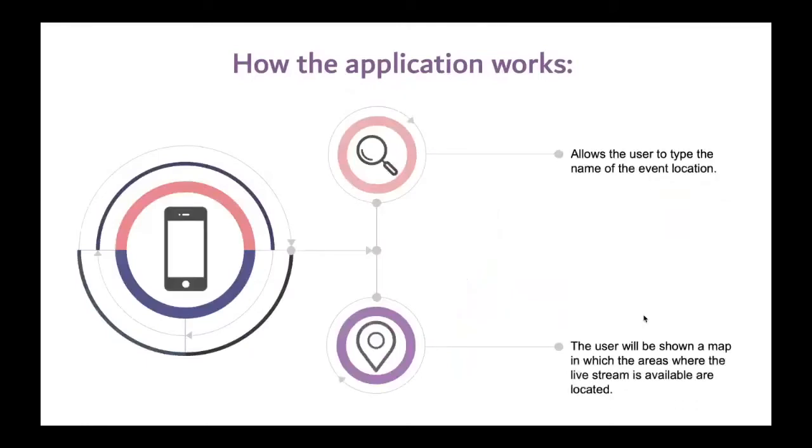Our application allows the user to choose the way to display the area in which the live stream takes place through the show option, through search, or through the map. The search option allows the user to type the name of the event location. When choosing the map option, the user will be shown a map in which the areas where the live stream is available are located. Then the live stream is easily displayed with information about the region shown. Of course, all of this is done quickly and easily for the user.